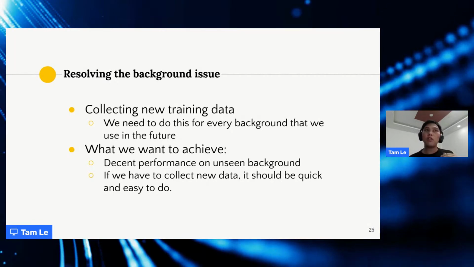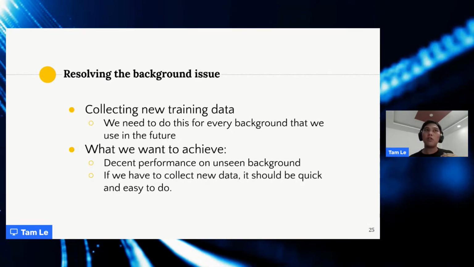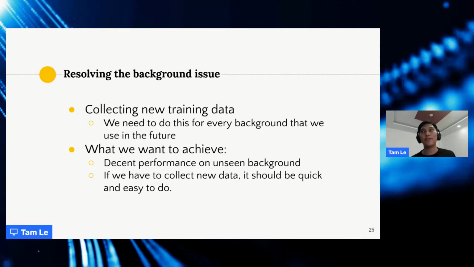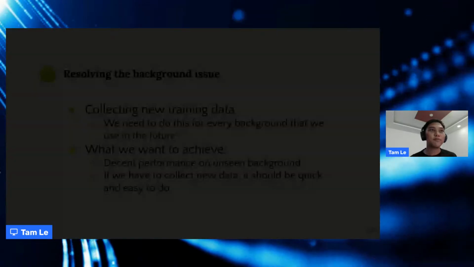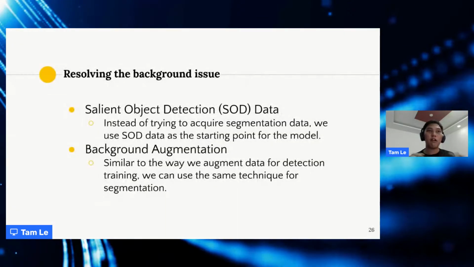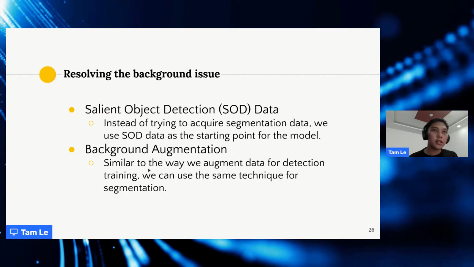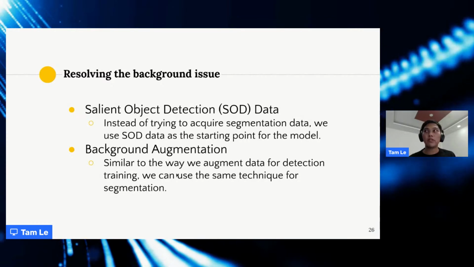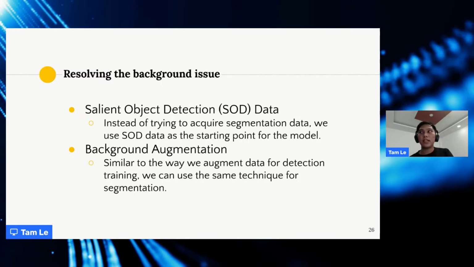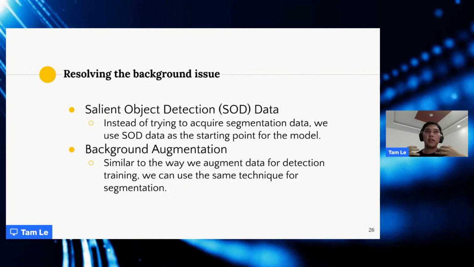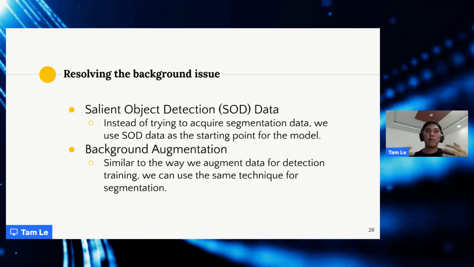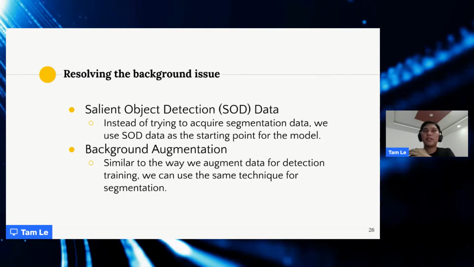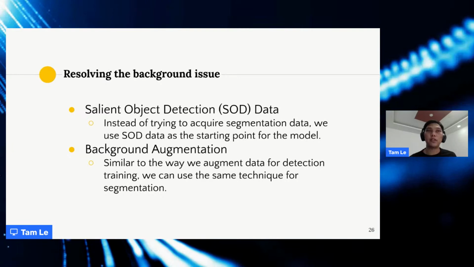So to resolve this background issue, we actually use the same way that we used to resolve the background issue for the detection model, which is background augmentation. Similar to the way we augment the data for detection training, we can use the same technique, because now we have the mask of the data. You can take the object out of its background and then blend it into a new background. So it's pretty similar to the way we did before.